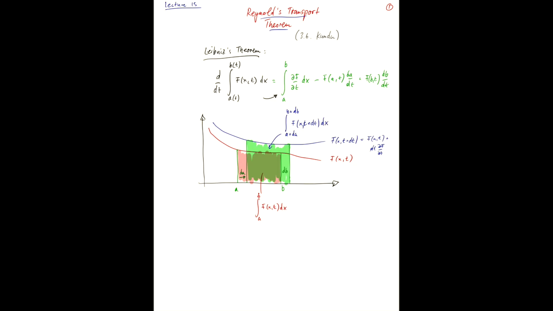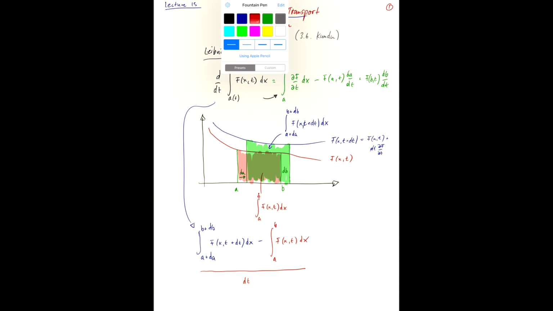And the quantity that we're interested in is this quantity, and this is just by the definition of a derivative: the blue component, the integral from a plus dA to b plus dB of f of x and t plus dt dx, minus the red one, the integral from a to b of f of x and t dx, divided by dt in the limit of dt going to 0. Let me get rid of these for now.